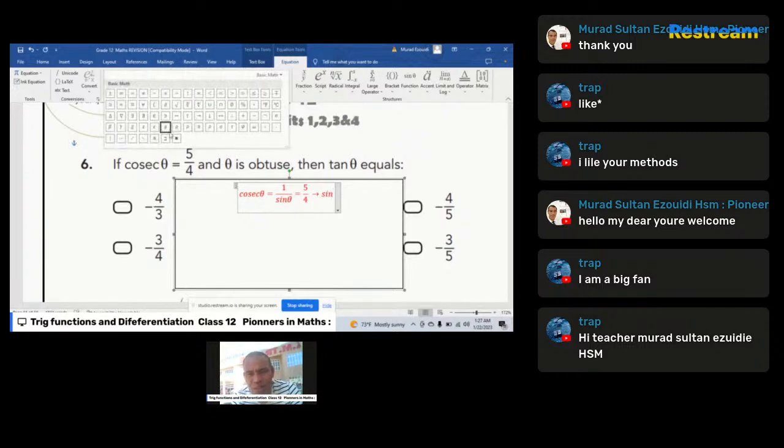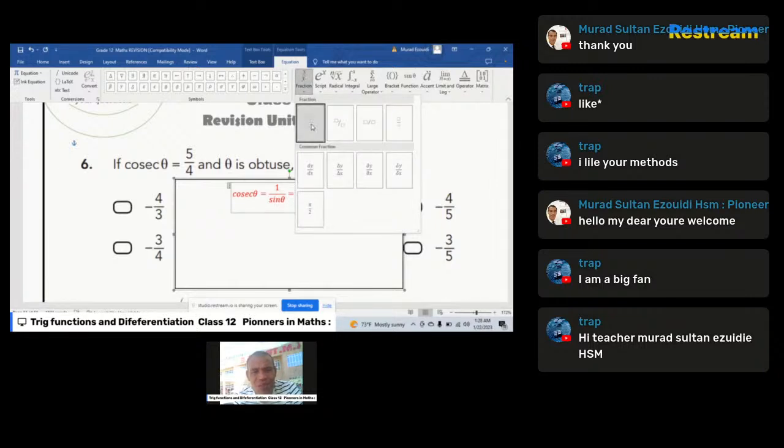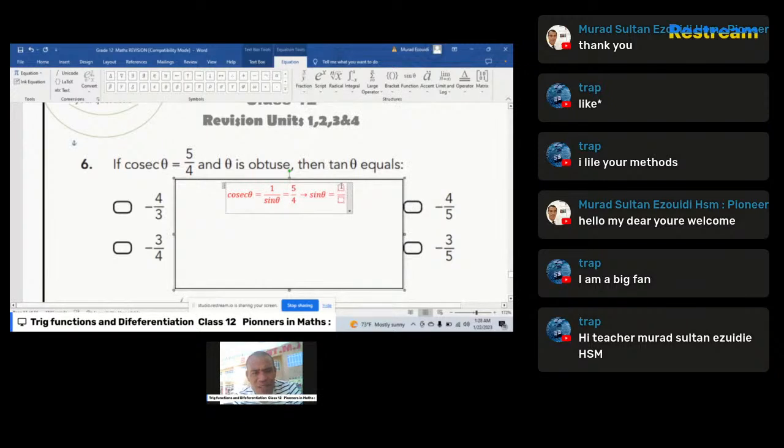I should reverse my fraction: the numerator should be the denominator, meaning 5 should be shifted down, and 4 should be shifted up. It will be, learners, what exactly? It will be 4 over 5. This is sine, 4 over 5. Okay.